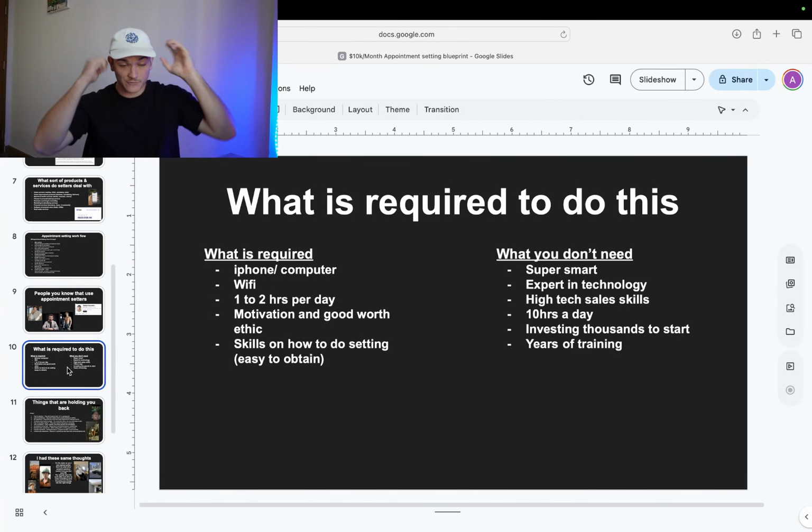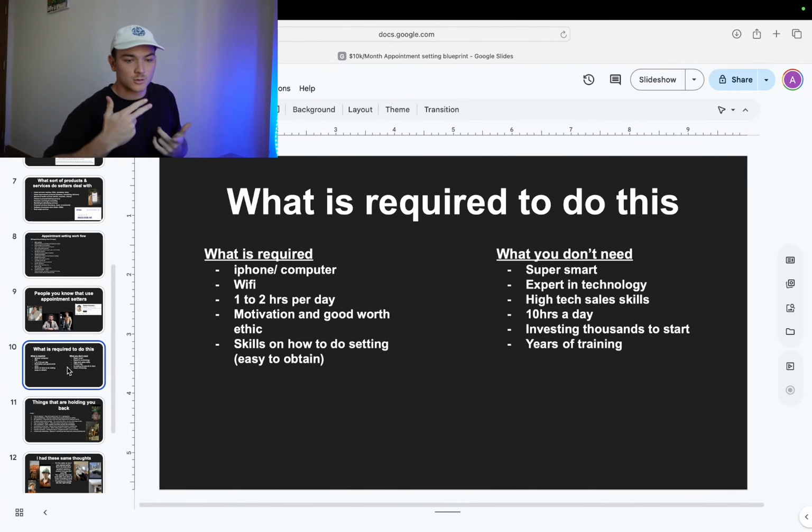So what is required for you to do this? Okay, first let's start what is not required. Okay, so what you don't need is you don't need to be super smart to do this. Look at me. You don't need to be an expert in technology. You don't need to do 10 hours a day. You don't need to invest thousands of dollars to start or to get this, and you don't need years of training. Big thing is that people get mixed up is I need years of training to get started with this. No.